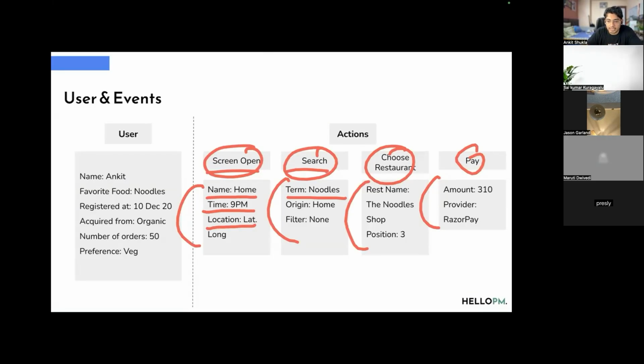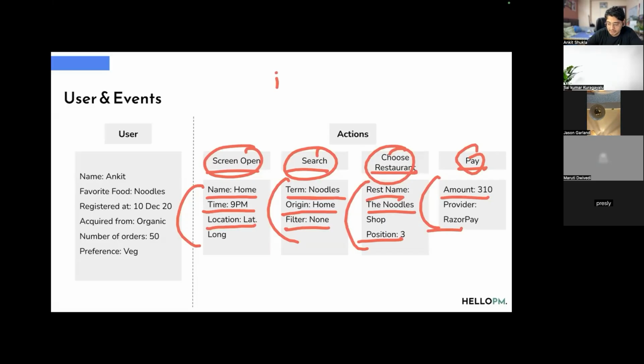Then search. What are they going to search? What are they searching for? What is the origin where they are searching from? Have they applied any kind of filters? Choose the restaurant. What is the name of the restaurant? What is the position in that search list? You have to understand whether your search is effective or not, whether people are clicking on the first result or the last result, right? And then pay, amount, provider, these kinds of things.